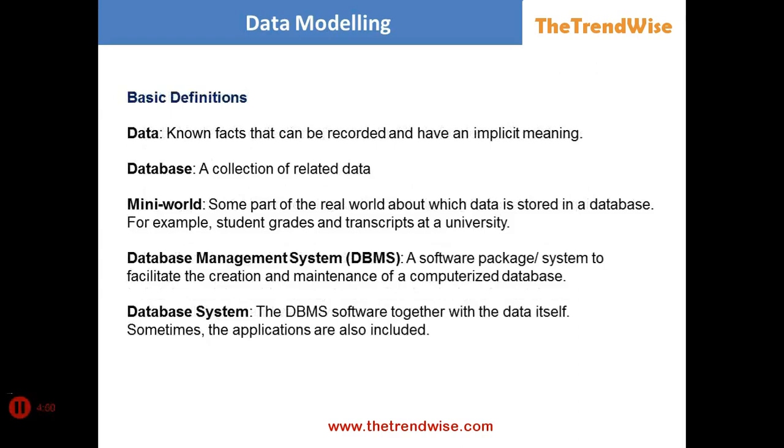Now these are some basic definitions. What is data? Known facts that can be recorded and that have some implicit meaning. What is a database? A collection of related data. Mini world: some part of the real world about which data is stored in a database, for example, student grades and transcripts in a university. So some kind of small area, some subject area, is called a mini world.